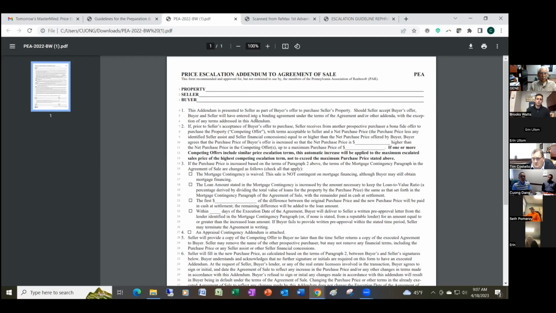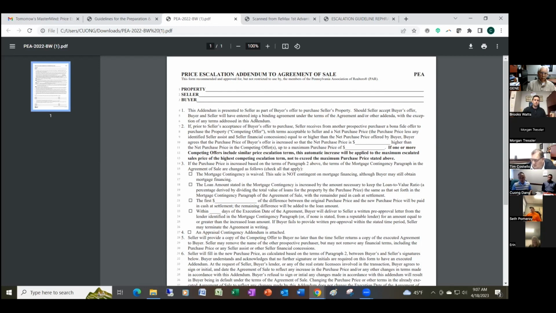Number 1, this addendum is presented to seller as part of buyer's offer to purchase seller's property. Should seller accept buyer's offer, buyer and seller will have entered into a binding agreement under the terms in the agreement of sale and or other addenda, with the exception of any terms addressed in this addendum. Okay. So paragraph 1, according to the guideline here, it's called the binding agreement.